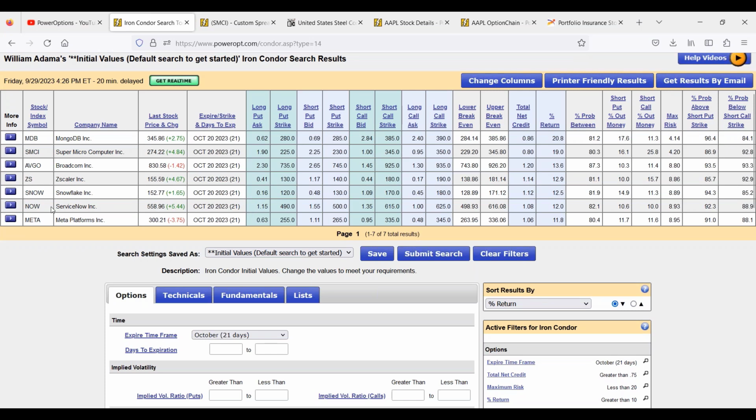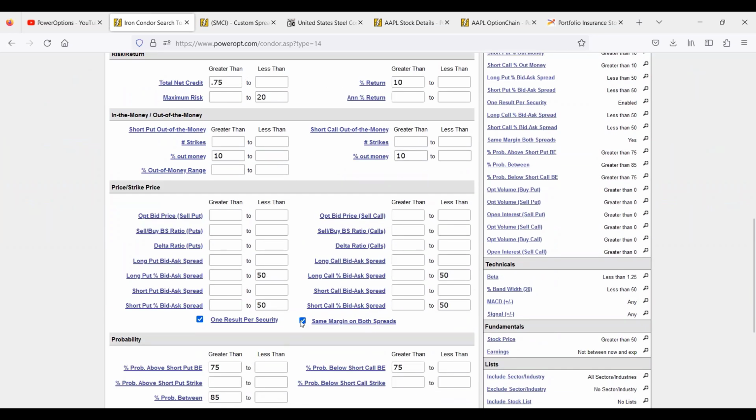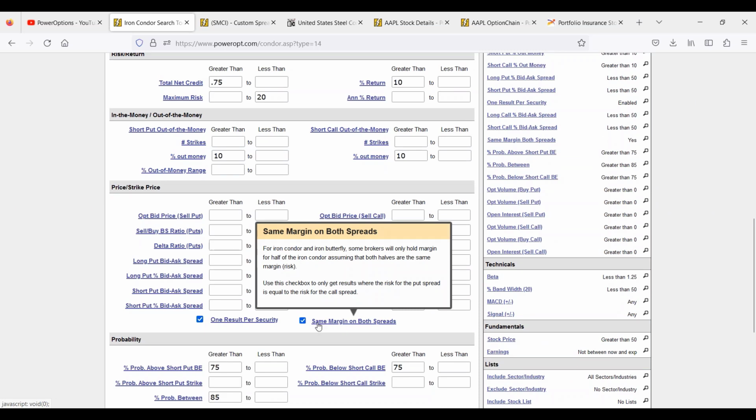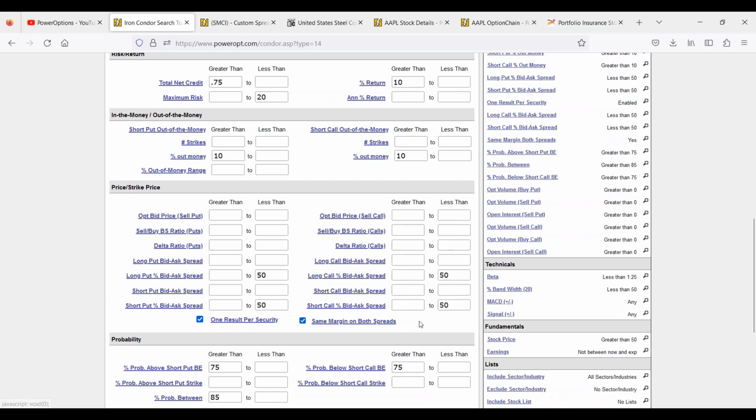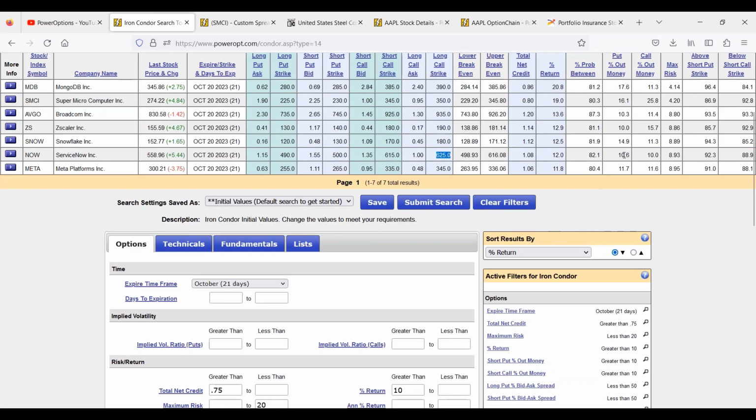So perfect. ServiceNow, October 21 expiration. An iron condor position, selling the 500 put and buying the 490 on a stock at 558.96. 615 short call, 625 long, 10-point spread, same margin on the spreads. I like to keep that checkbox there, the same margin on the spreads, William, to keep it simple, not skewing it to a 5 on one side and a 15 on the other. Just keep it simple, 5 and 5, 10 and 10. All right. Both positions are roughly 10% out of the money exactly.